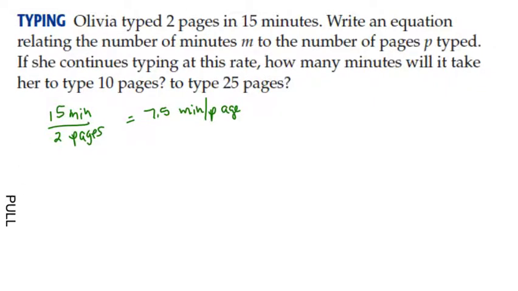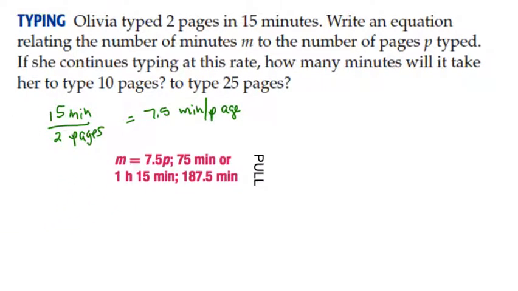So how long would it take her to type 10 pages? So m is equal to 7.5p. So this is her rate, okay? And this is your equation. The number of minutes is equal to 7.5 times the number of pages. So to do 10 pages, you're just substituting in the number 10 for the letter p.